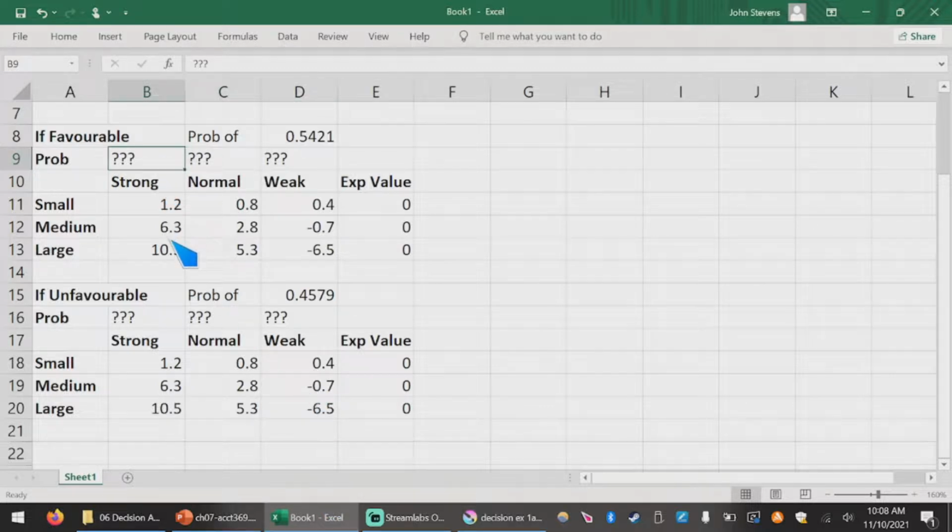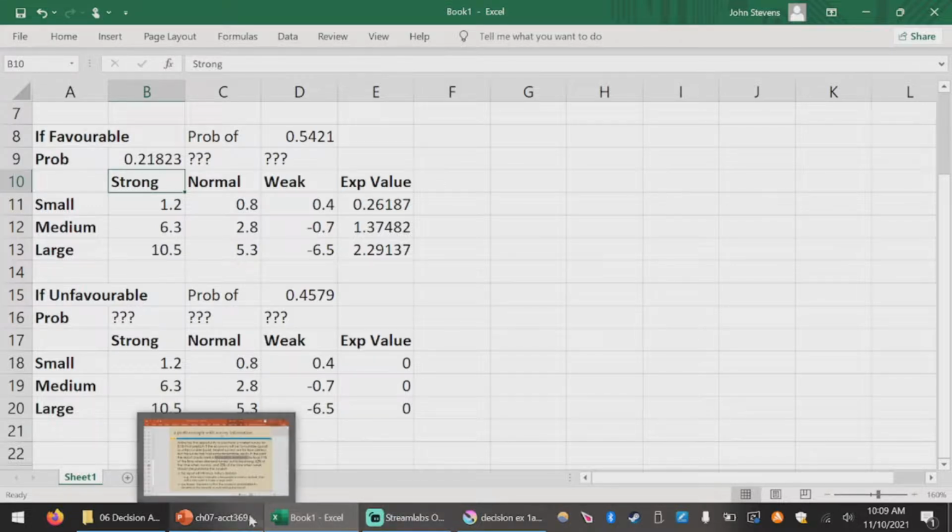We can do it manually. 0.13 times 0.91 rather, divided by the probability of being favorable, which is that one. And I get the market condition is going to be strong if the market survey says favorable. So I need to analyze what I expect when it's favorable.